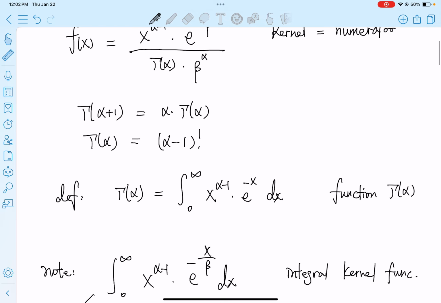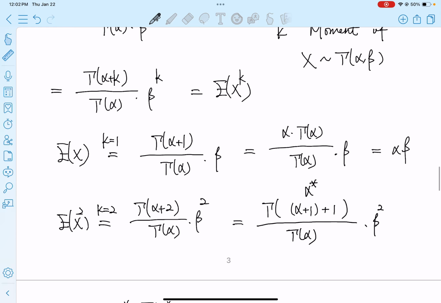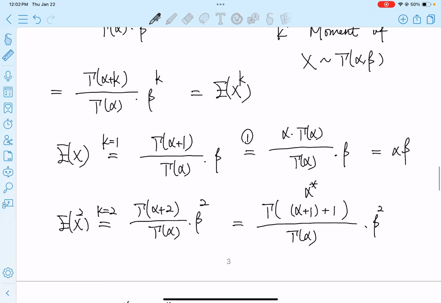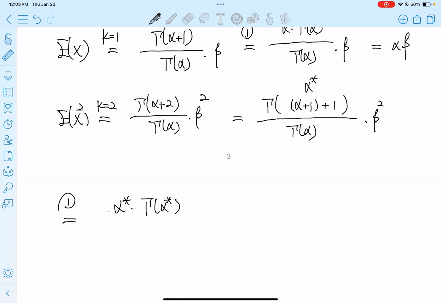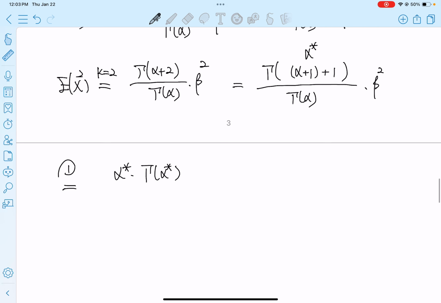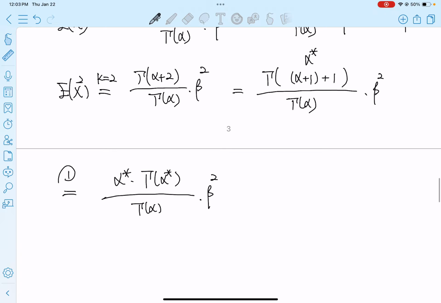So maybe I can call this 1 and then call this 2. Here, from here we are using the definition of the property of 1. And then here to here we're also using the property of 1, but we're only working on alpha star. Okay, and then complete the rest. But like I said, we are just calling alpha plus 1 as alpha star.